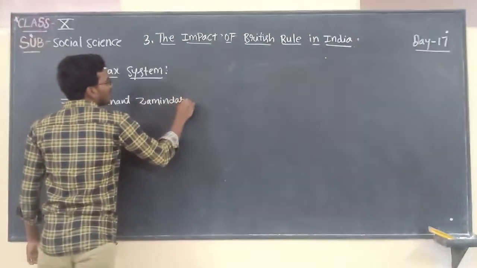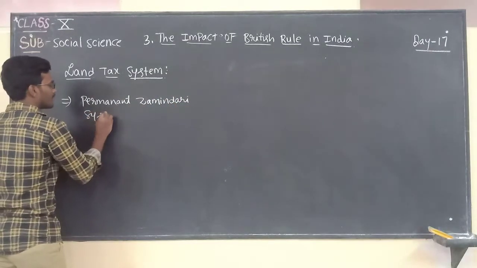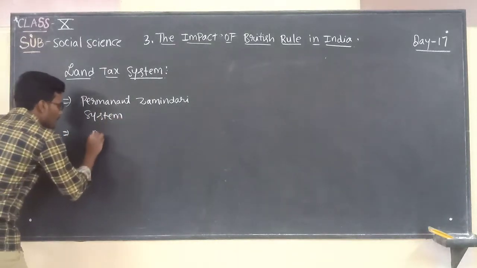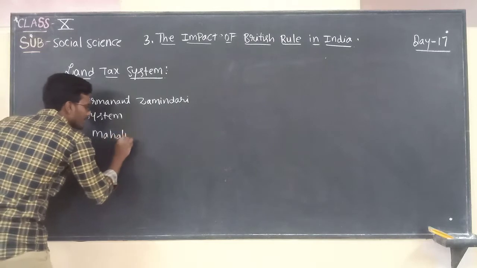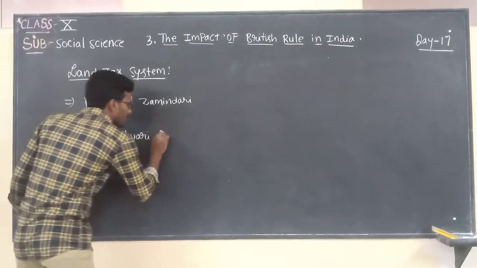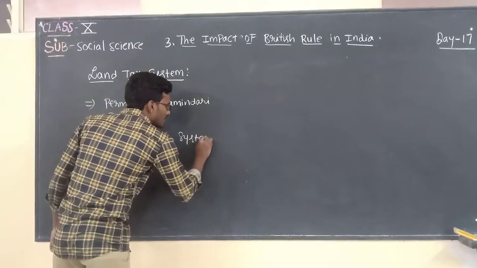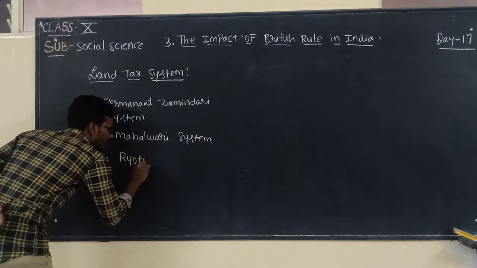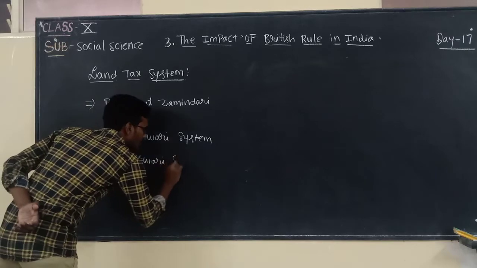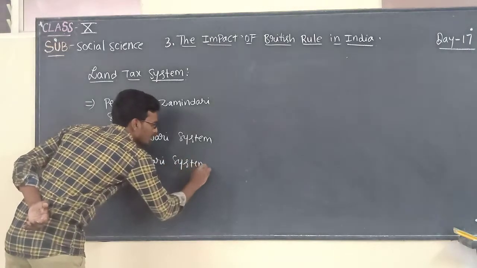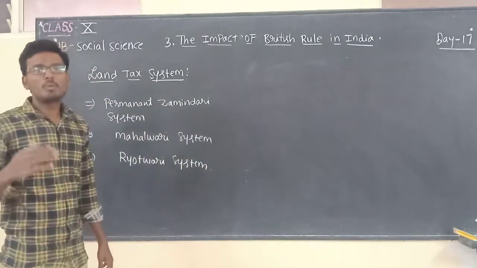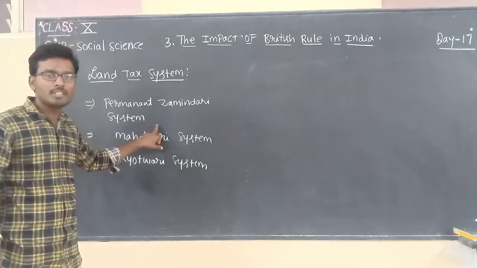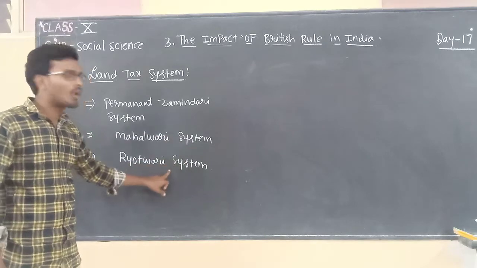Permanent Zamindari system. The second one is Mahalwari system. The third one is Ryotwari system. The land tax reforms brought by Britishers in India are three: the permanent zamindari system, the Mahalwari system and the Ryotwari system.